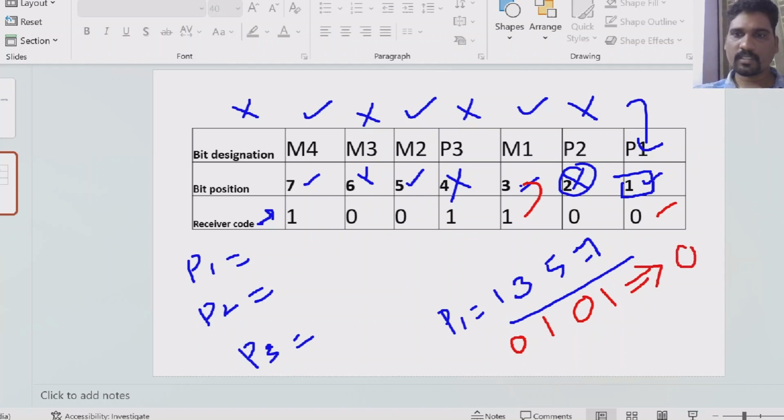Even parity. So what is the answer? 0 1 0 1 means an even number of ones, so the answer should be 0, right? So we have obtained the P1 value, right? Now how to find the P2 value?